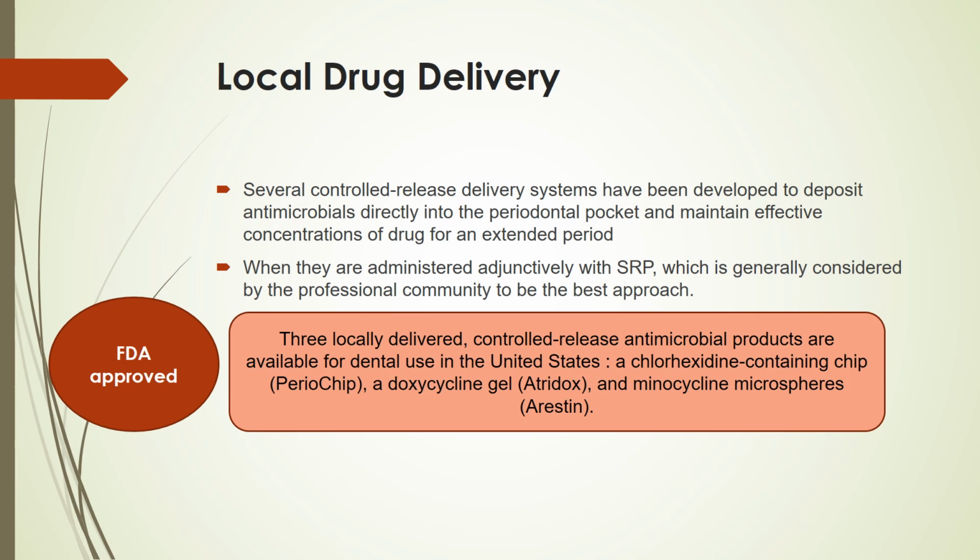Coming to local drug delivery, several controlled release delivery systems have been developed to deposit antimicrobials directly into the periodontal pocket and maintain effective concentrations of drug for an extended period. When administered adjunctively with SRP, which is generally considered by the professional community to be the best approach, there are three locally delivered controlled release antimicrobial products available in the US: a chlorhexidine-containing chip or PerioChip, a doxycycline gel or Atridox, and minocycline microspheres or Arestin.